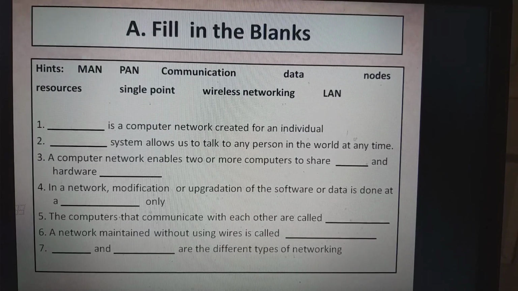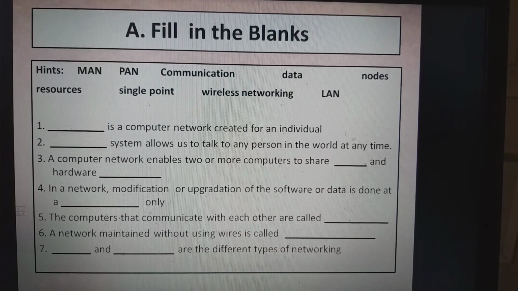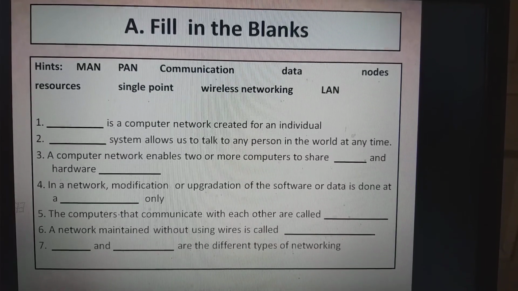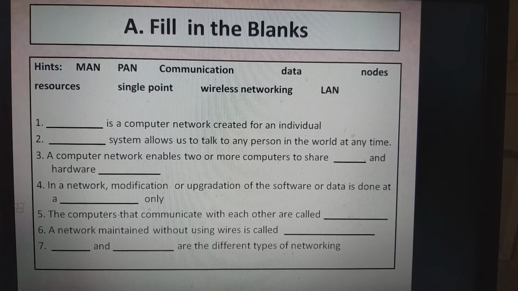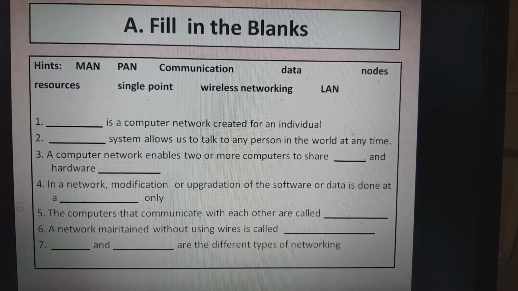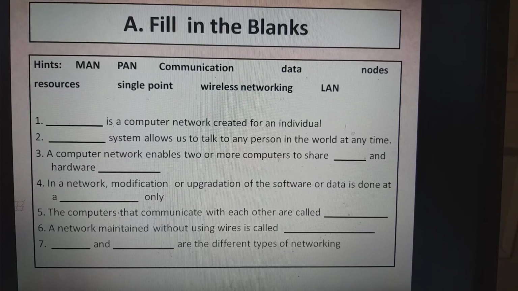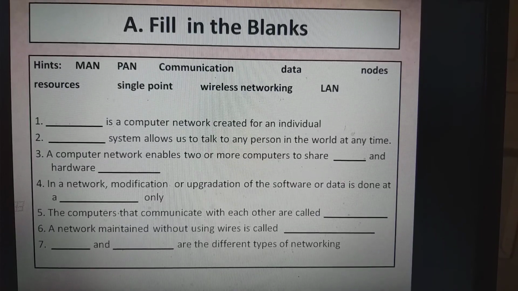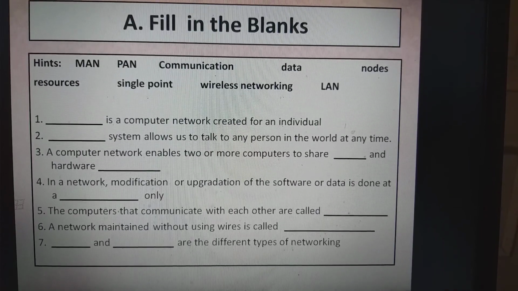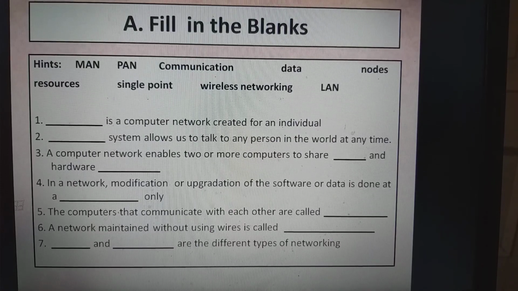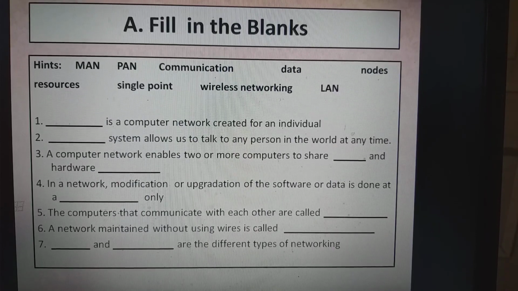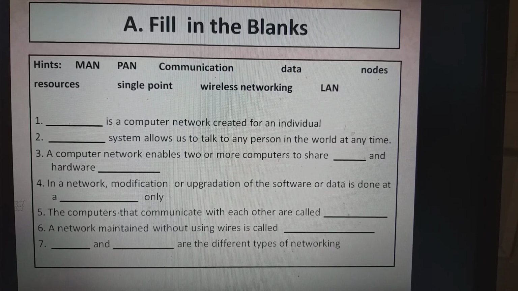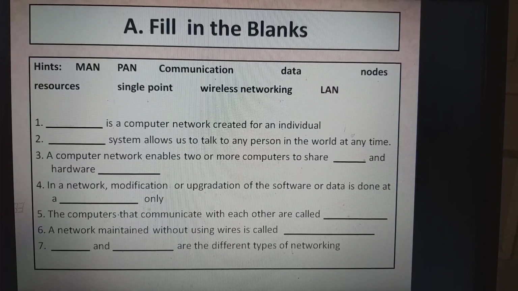So, the answer will be PAN, Personal Area Network. Number 2. Dash system allows us to talk to any person in the world at any time. So, the answer will be communication. Number 3. A computer network enables two or more computers to share dash and hardware dash. So, from the hint you find out the answer. The answer will be data and resources.